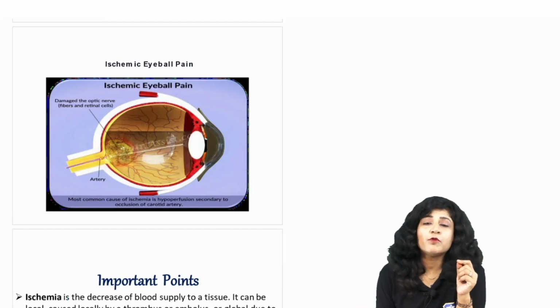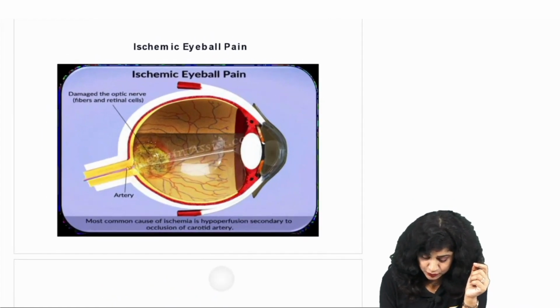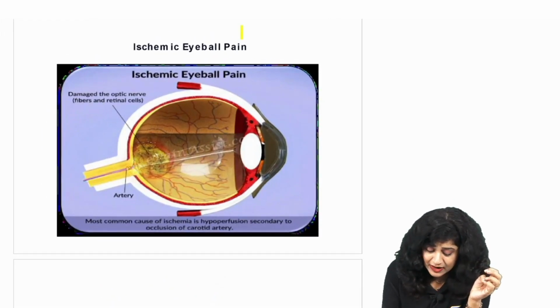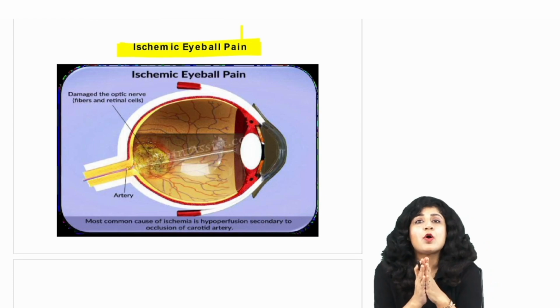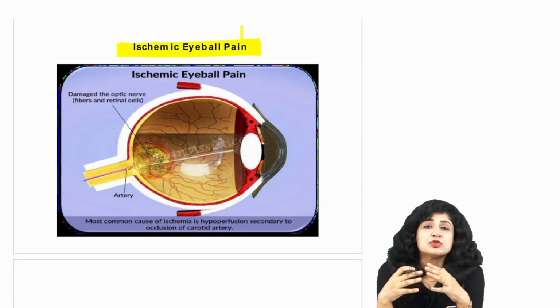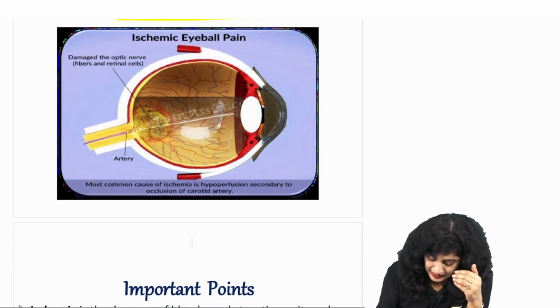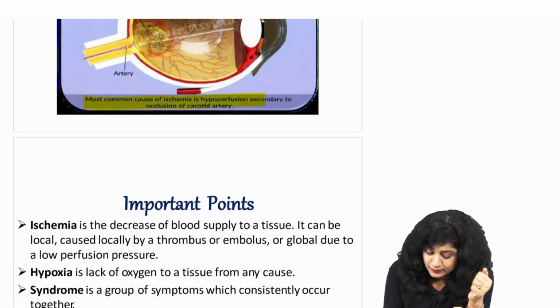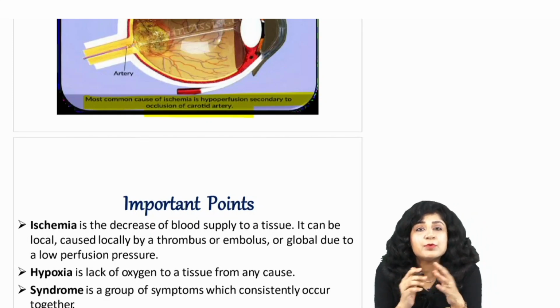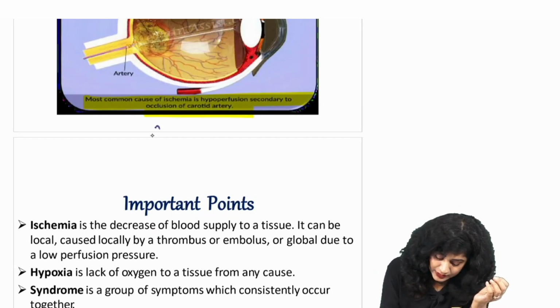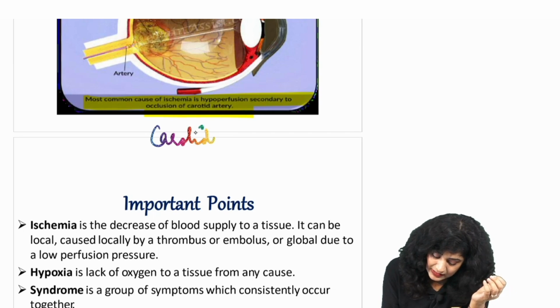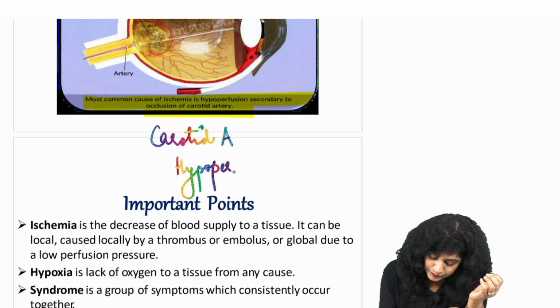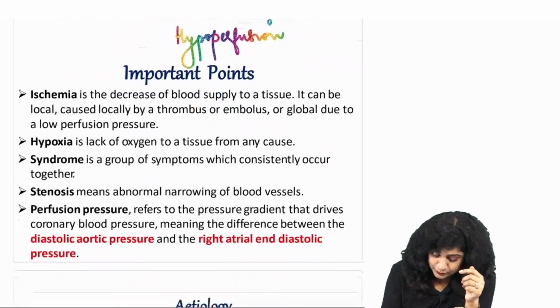So let's see what happens actually in ocular ischemic syndrome. Number one is that we have ischemic pain, because the patient is having acute hypoxia, we are having the ischemia, so the patient is in great pain. As you see, the most common cause of ischemia is actually the hypoperfusion of the carotid artery. So we are thinking in terms of carotid artery hypoperfusion, right?